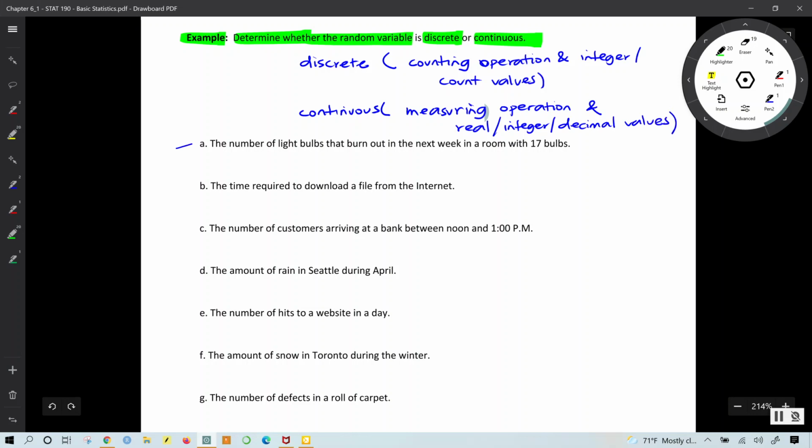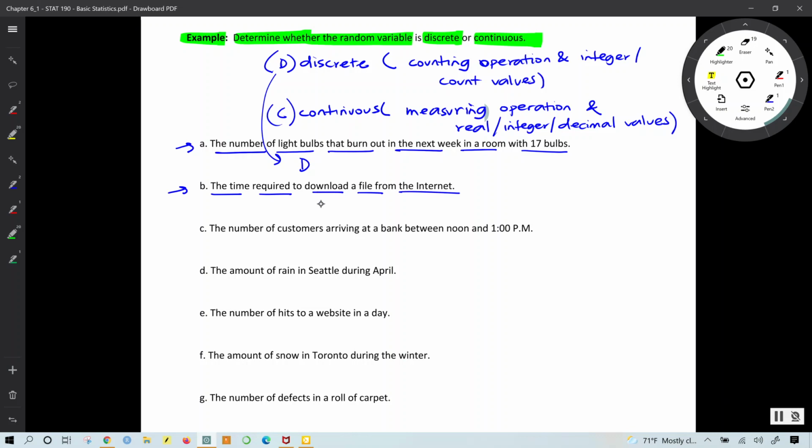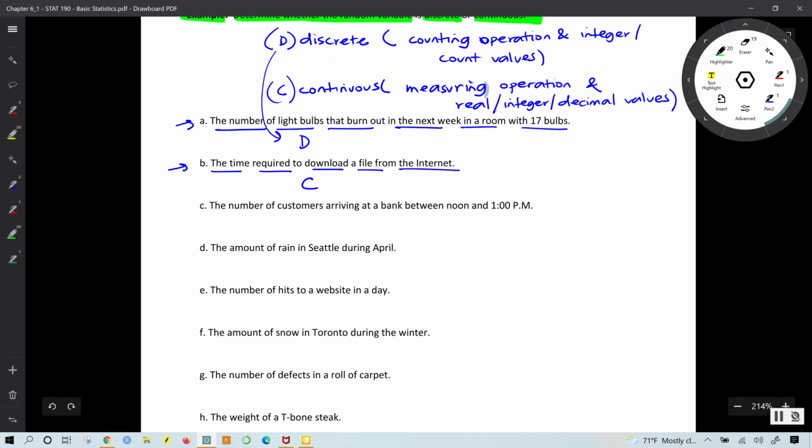So to begin with, question A. The number of light bulbs that burn out in the next week in a room with 17 bulbs. I will need to count this. So that makes this a discrete random variable. I'll put D for discrete and then C for continuous. Then for question B, the time required to download the file from the internet. Well, I would definitely be measuring that using an instrument called time or clock. So this is a continuous random variable.